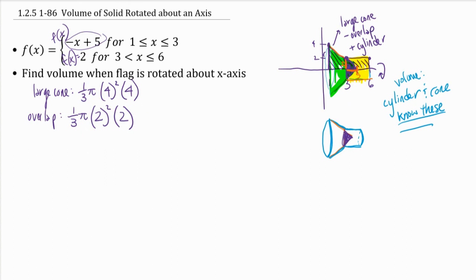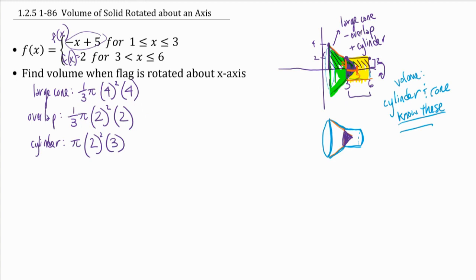So I've got my large cone, I've got my overlapping piece, which I am going to have to subtract, and then I've got my cylinder. That one's easy. That's going to be pi r squared h. So pi, your radius is 2, and the height is going to be from 3 to 6. That's 3.